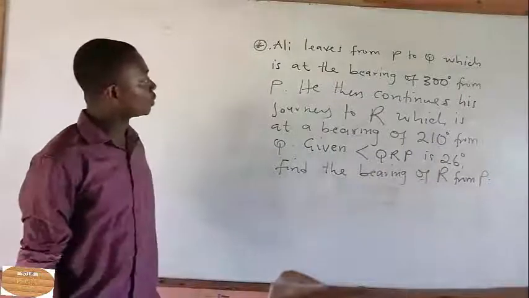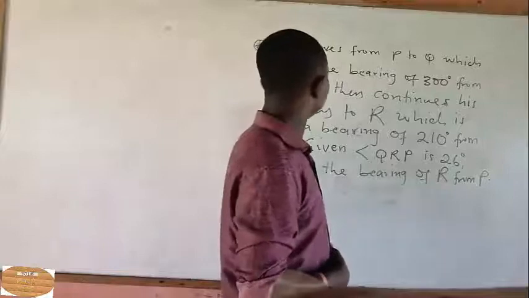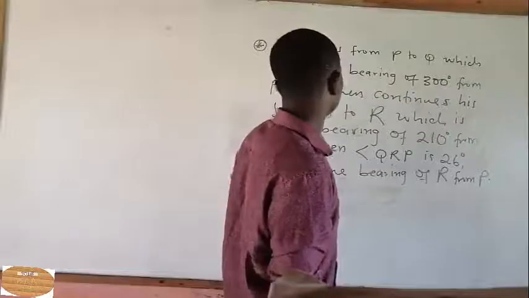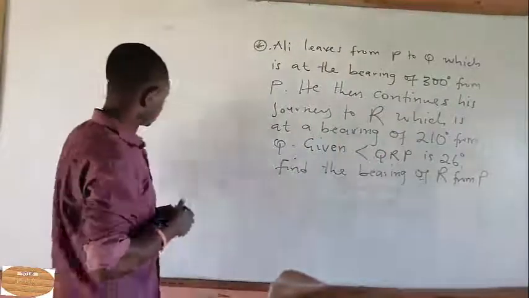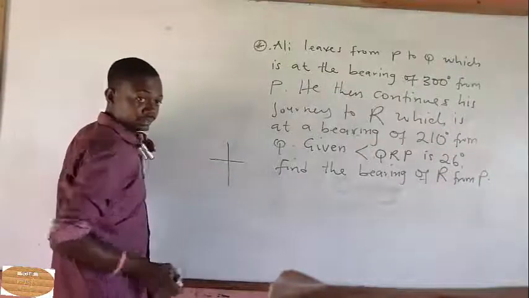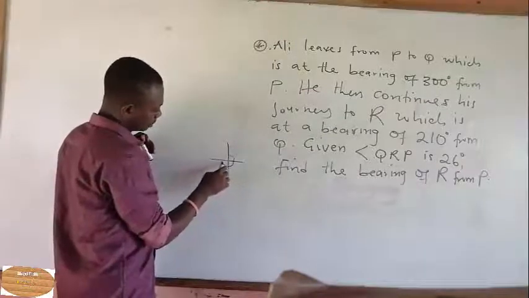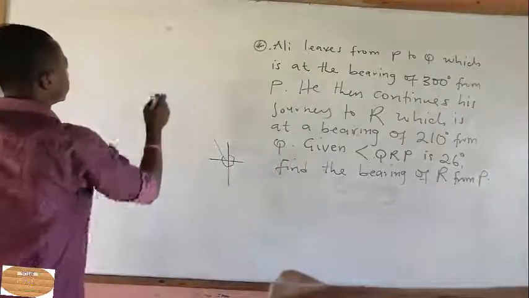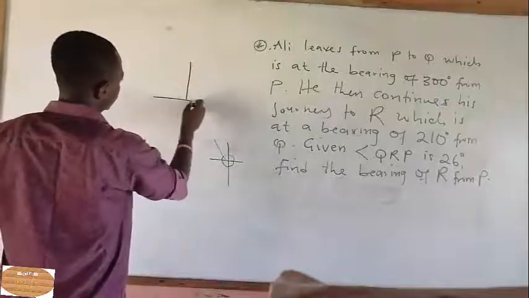So we don't know where he is moving towards, so we are going to sketch. He goes from P to K, which is at the bearing of 300 degrees. So let's sketch that one. We have 90, 180, 270, so 300 will fall within this quadrant. So let me draw it here.